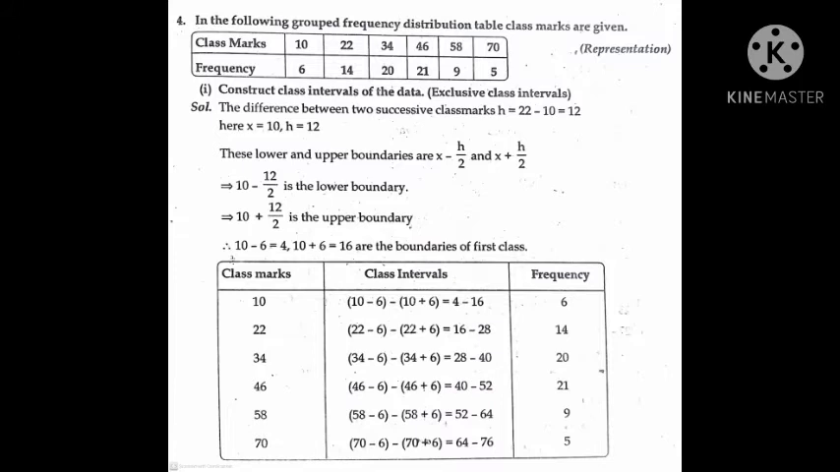Next frequency is 21. Next 58. The class interval is 58 minus 6 dash 58 plus 6. That is equal to 52 dash 64. Frequency is 9. Last class mark 70. Class interval is 70 minus 6 dash 70 plus 6. That is equal to 64 dash 76.